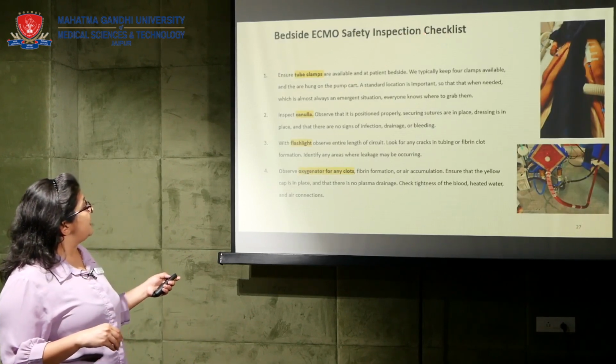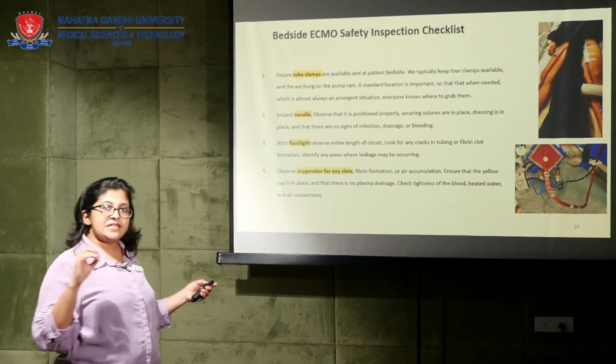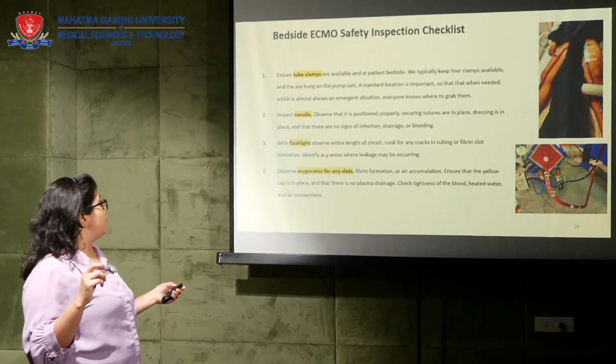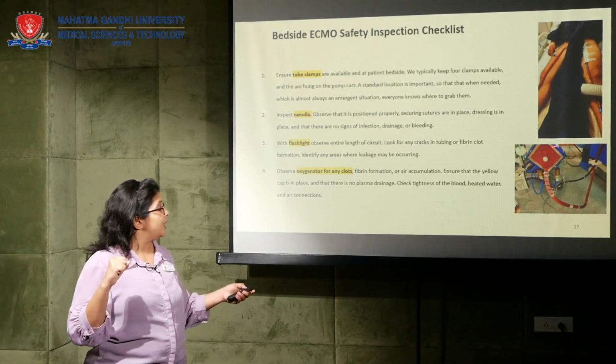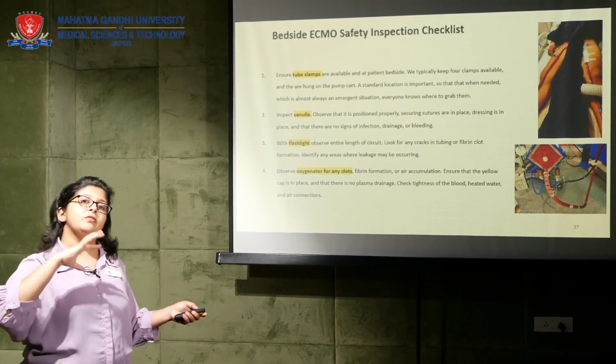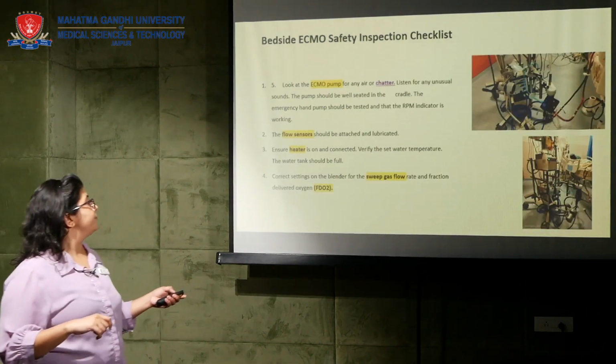Bedside ECMO safety inspection checklist. So we see the tube clamps are available, we check the cannulas, and we look for any clots with a flashlight on the oxygenator. In every shift we monitor with the light whether there are any clots on the oxygenator or not, right?